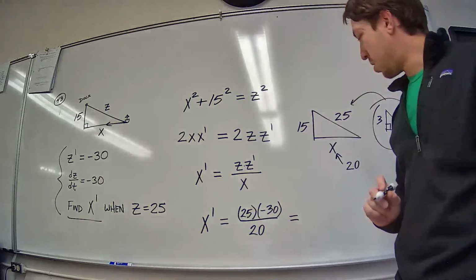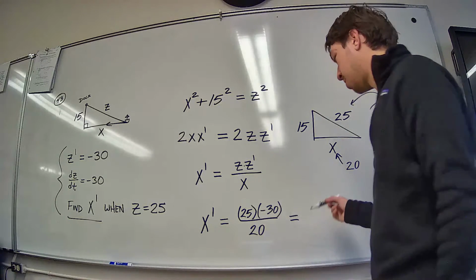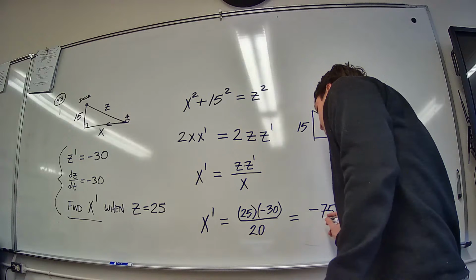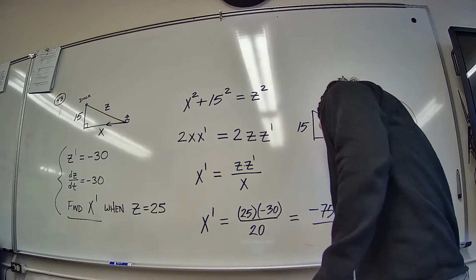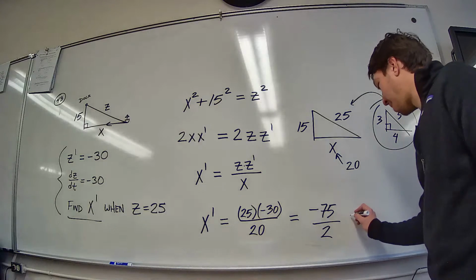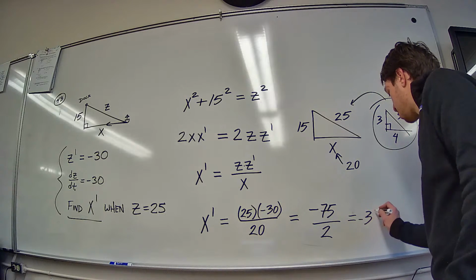So, what do you get? You get 3 halves here, so negative 75 over 2. Or in this context, it probably makes more sense to write it as a decimal.